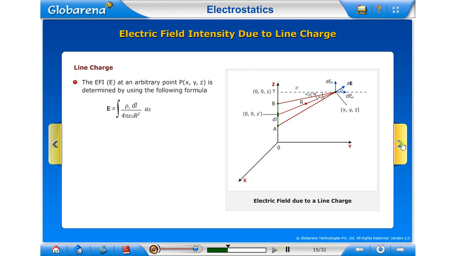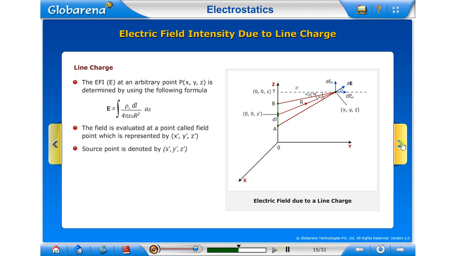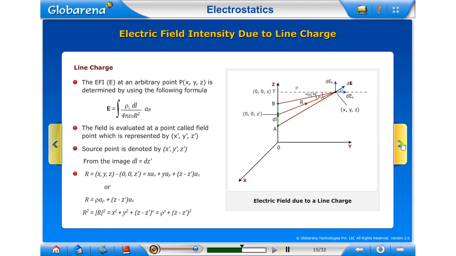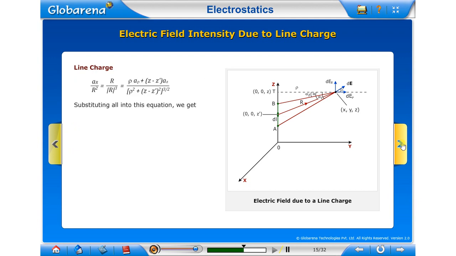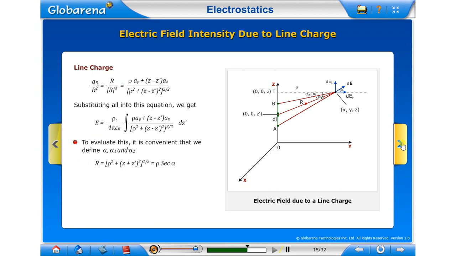The EFI or E at an arbitrary point P(x, y, z) is determined by using the following formula. The field is evaluated at a point called the field point, which is represented by x, y, z. The source point is denoted by x dash, y dash, z dash. From the image, substituting all into this equation, we get the following. To evaluate this, it is convenient that we define alpha, alpha 1 and alpha 2.